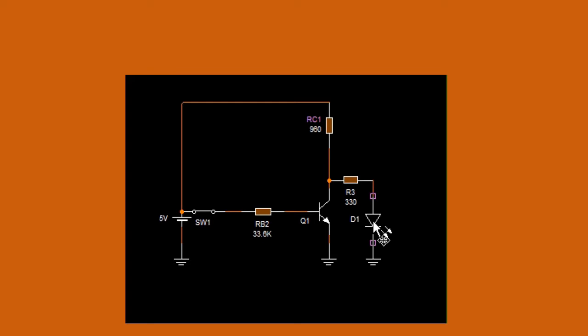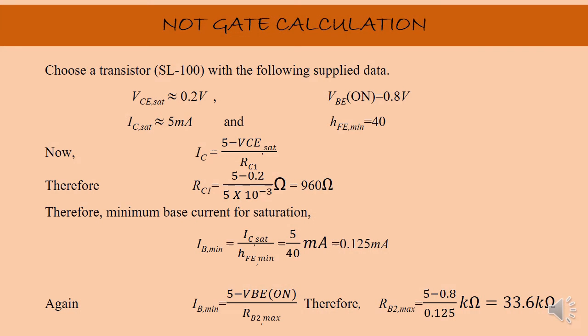RB2 is connected to the base terminal and RC1 is connected to the collector terminal. We have to determine the values of these two resistors. To get faithful operation, we calculate proper values of RB2 and RC1. Design calculation we see in the next slide. So this is the design of a NOT gate using discrete circuit components. So this is the NOT gate calculation part.